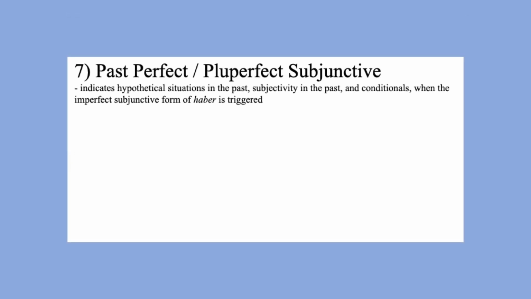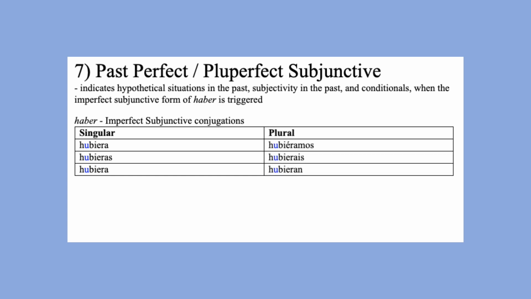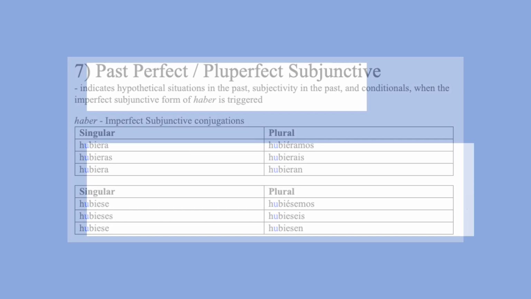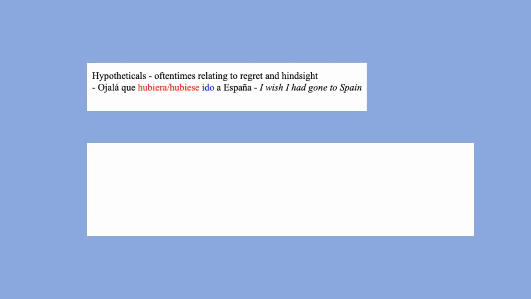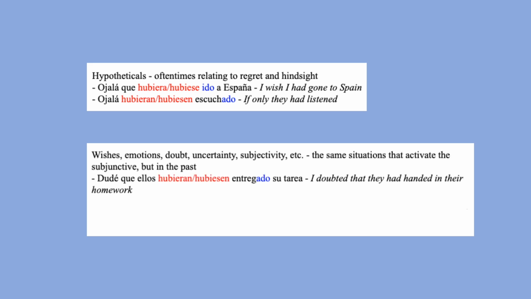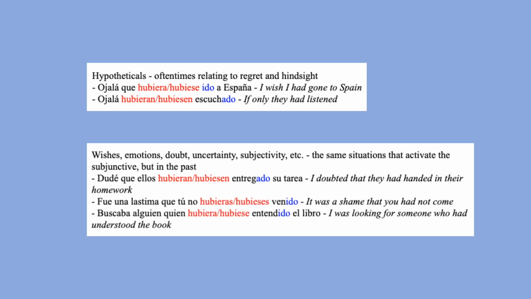The past perfect or pluperfect subjunctive indicates hypothetical situations and subjectivity in the past. Ojalá que hubiera ido a España. Ojalá hubieran escuchado. Dude que ellos hubieran entregado su tarea. Fue una lástima que tú no hubieras venido. Buscaba a alguien quien hubiera entendido el libro.